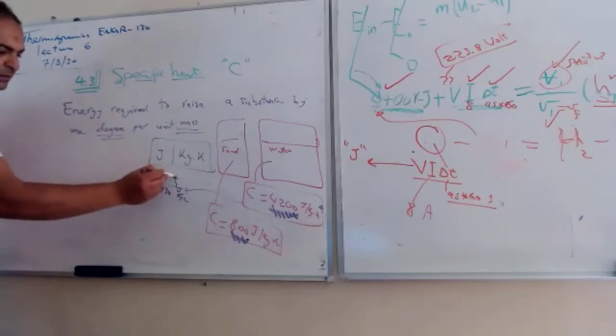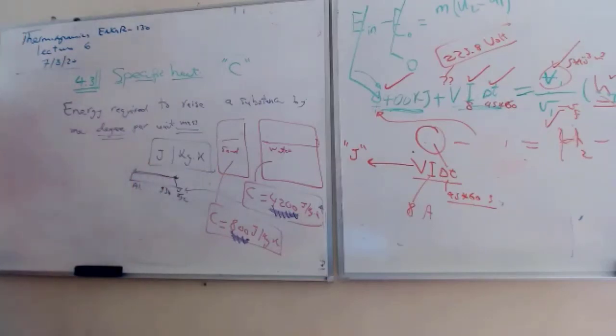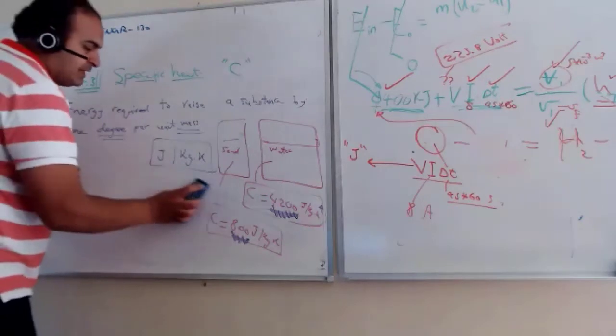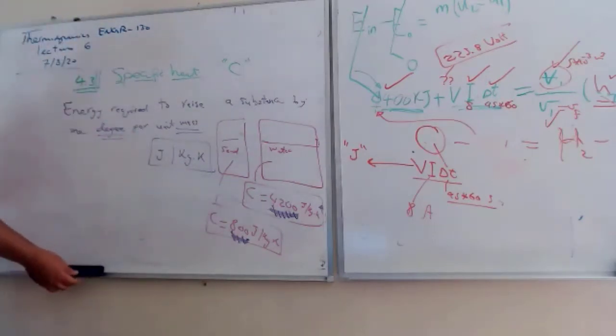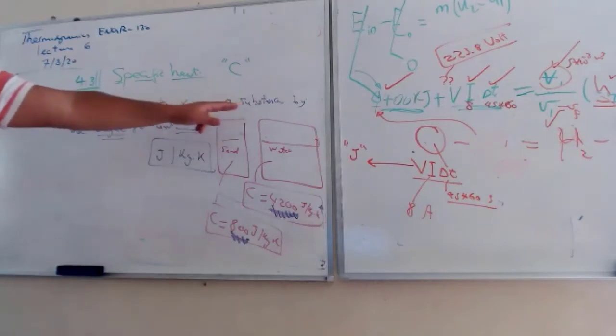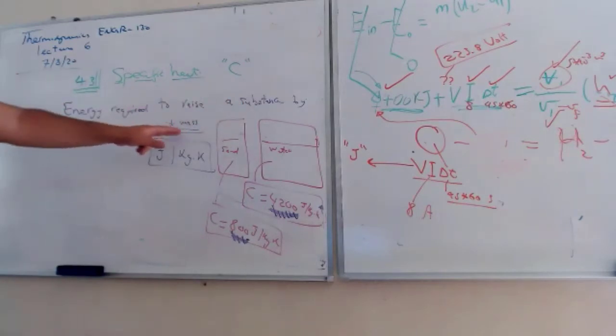Put heat here, very fast it will go away. It cools down very fast, unlike water, which has huge heat capacity. This is called specific heat capacity: energy required to raise a substance by 1 degree per unit mass. Is it clear, guys?